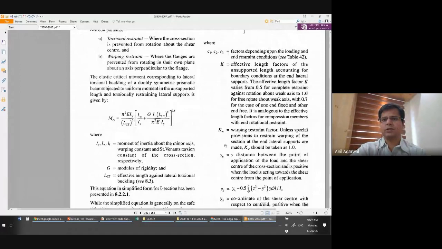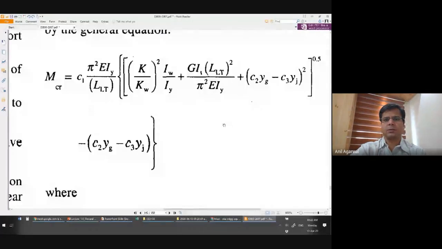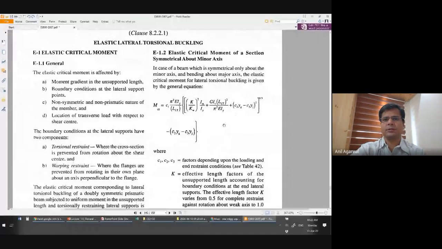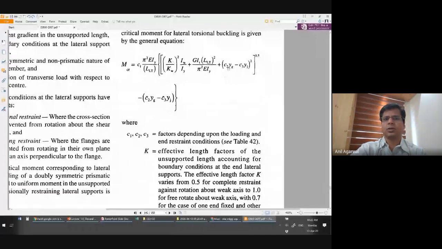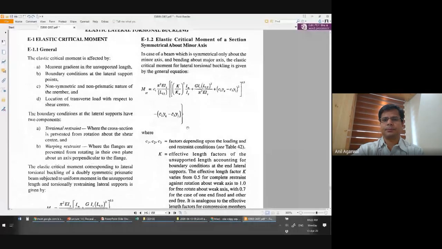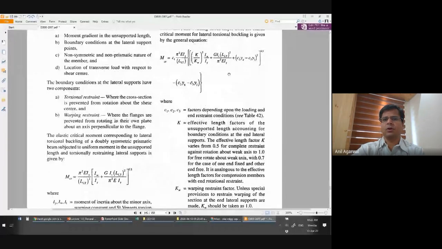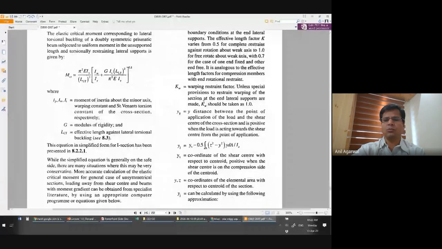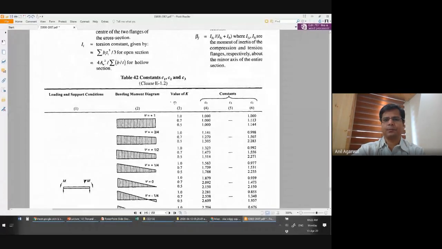For example, this equation here on page number 128 has a K value, KW, and C1, C2, C3 values. You can substitute those values here, and you can get the actual maximum bending moment at which the beam would undergo lateral torsional buckling. So instead of using the formula that I discussed before, one can use this formula also, which will allow you to calculate the M critical value more accurately, which will not be as conservative, but it will be more efficient. Okay.